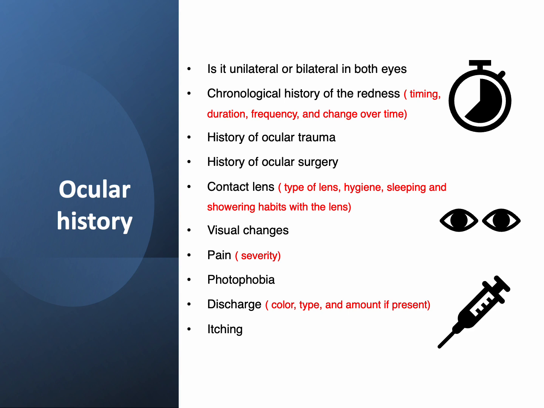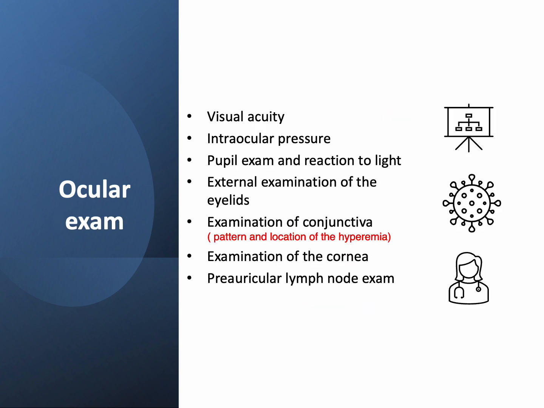Another thing is discharge. When there is discharge, we should ask about the color. Is it yellowish, greenish, whitish? What type is it? Is it mucoid? Is it pus-like? And amount, is it a lot, or is it only a small, minimal amount, only when waking up from sleep? The final thing is itchiness. Is there any itchiness associated with the red eye?